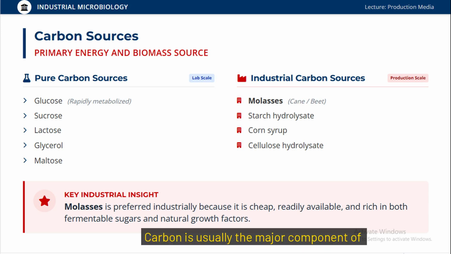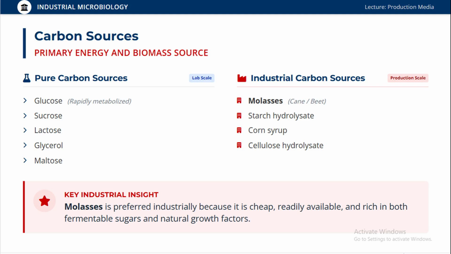Carbon is usually the major component of production media because it serves as both an energy source and a structural building block. Common carbon sources include glucose, sucrose, lactose, maltose, molasses, starch, hydrolyzed starch, whey, glycerol, vegetable oils, and various agro-industrial residues. The selection of a carbon source depends on several factors, including microbial preference, cost, availability, ease of sterilization, metabolic effects, and influence on product formation.